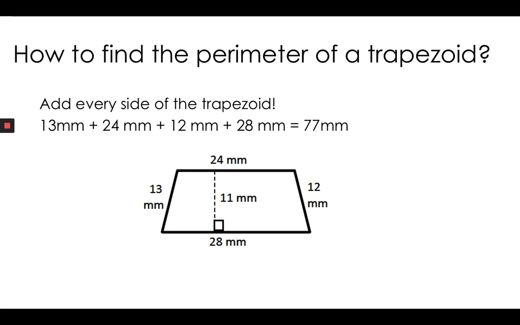Most of you probably already know how to do this, because you find the perimeter by adding all of the side lengths. So over here we have: add every side of the trapezoid. Here is our example. It is very clearly labeled, so you just have to add each side. If we start with the top, we go this side plus this side plus this side plus this side, and we make sure we include all of our units, and then we just get the total. Over here we find that our perimeter is 77 millimeters. Don't forget to add your units as always.